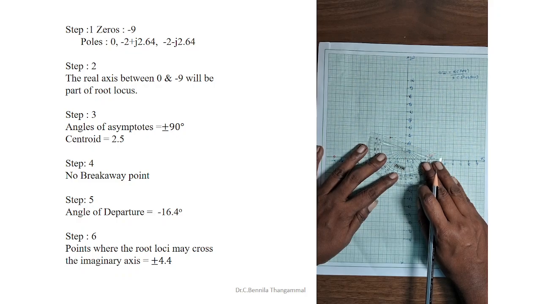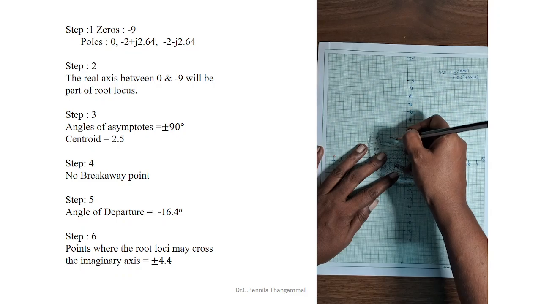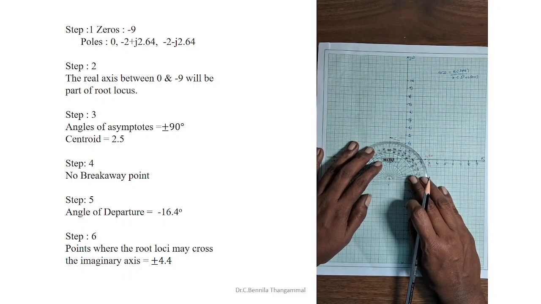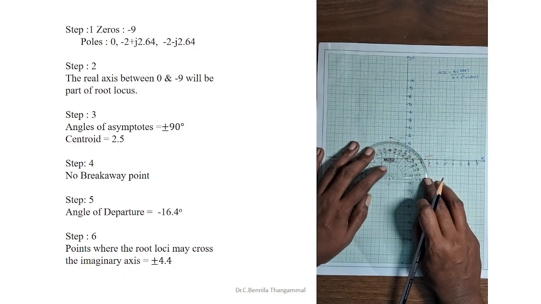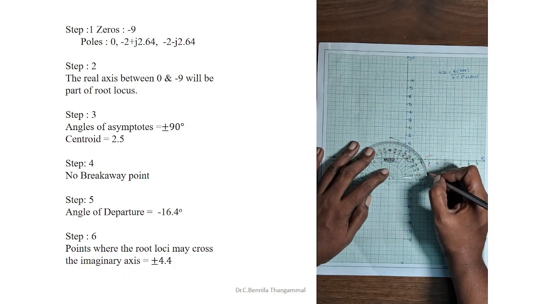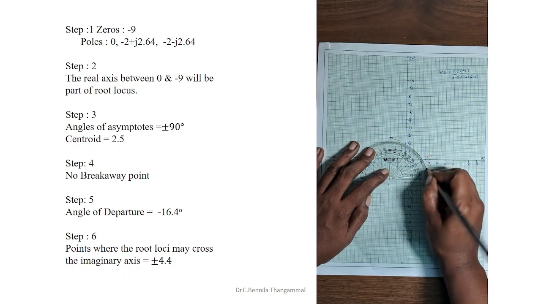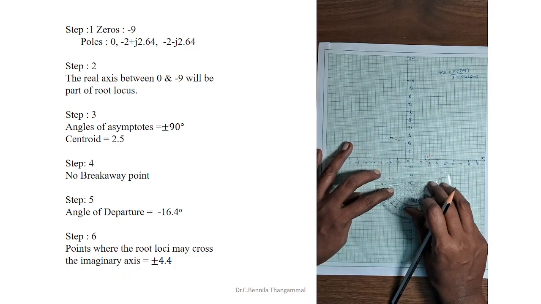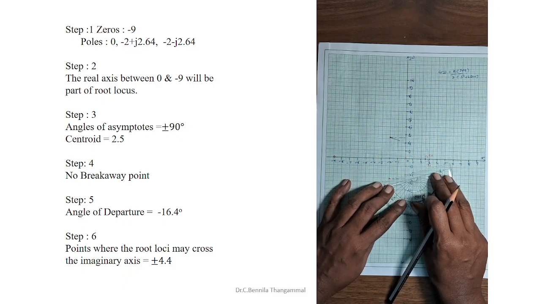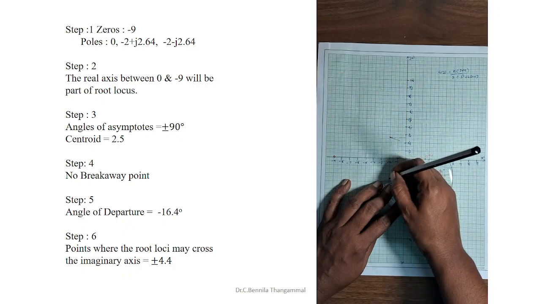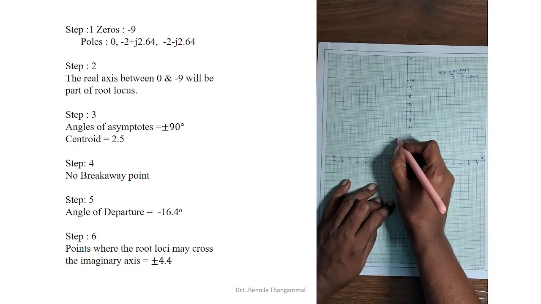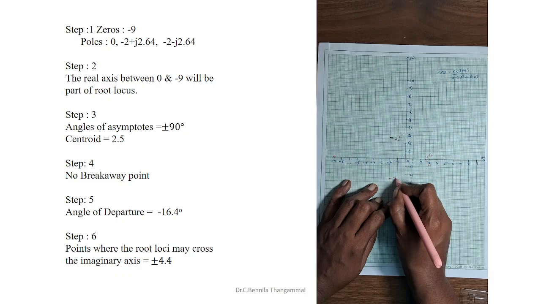Here I have marked the 16.5. Similarly, at the other complex pole we also mark 16.5 degrees and connect it. Just draw a little bit. So this is 16.5, this is 16.5, and this is also 16.5.